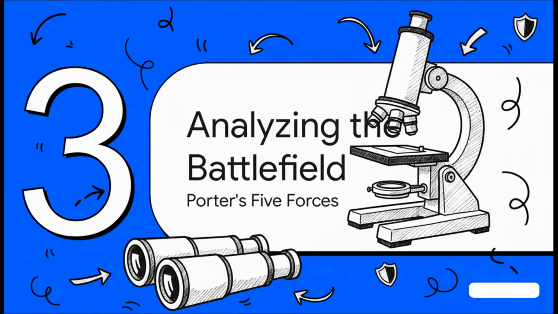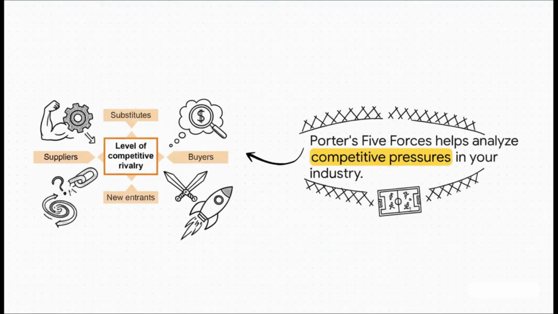So, we've used our telescope to see what's on the horizon. Awesome. Now it's time to put that down and pick up the microscope. Let's analyze the immediate competitive battlefield using something called Porter's 5 Forces. This framework, which comes from the legendary strategist Michael Porter, helps us understand the competitive pressures right inside our own industry. So we're not talking about the whole world anymore. Now it's about the specific players on your field: your rivals, your customers, your suppliers, and any new challengers trying to get in.